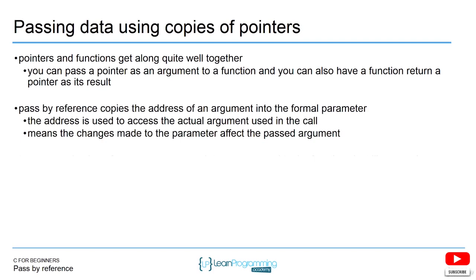But pass by reference copies the address of an argument into the formal parameter. The address is used to access the actual argument used in the call. So what this means is the changes made to the parameter inside the function affect the argument, the variable that's in the call. And so even though it's not technically under the hood pass by reference, it mimics or simulates pass by reference. We're copying the address.